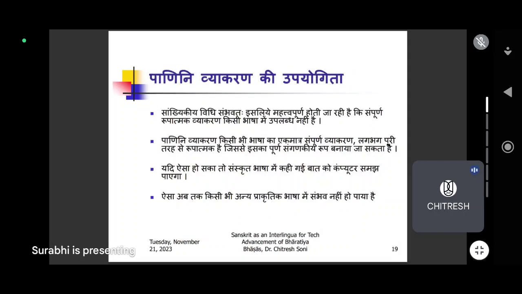पाणिनि व्याकरण की उपयोगिता यह है कि सांख्यिकी विधि इसलिए महत्वपूर्ण है क्योंकि फॉर्मल ग्रामर किसी लैंग्वेज में अवेलेबल नहीं है. पाणिनि का जो व्याकरण है वो एकमात्र संपूर्ण व्याकरण है जो almost formal है, और इसका कंप्यूटेशनल मॉडल बनाया जा चुका है. Researches have already been done, and researches are still going on in JNU and in other universities as well, to make a mathematical model of Panini, so we can compute it to codes. ऐसा हो सका तो संस्कृत में कही हुई बात को कंप्यूटर समझ पाएगा, जो कि अभी तक किसी प्राकृतिक भाषा में संभव नहीं होता है. Next please.